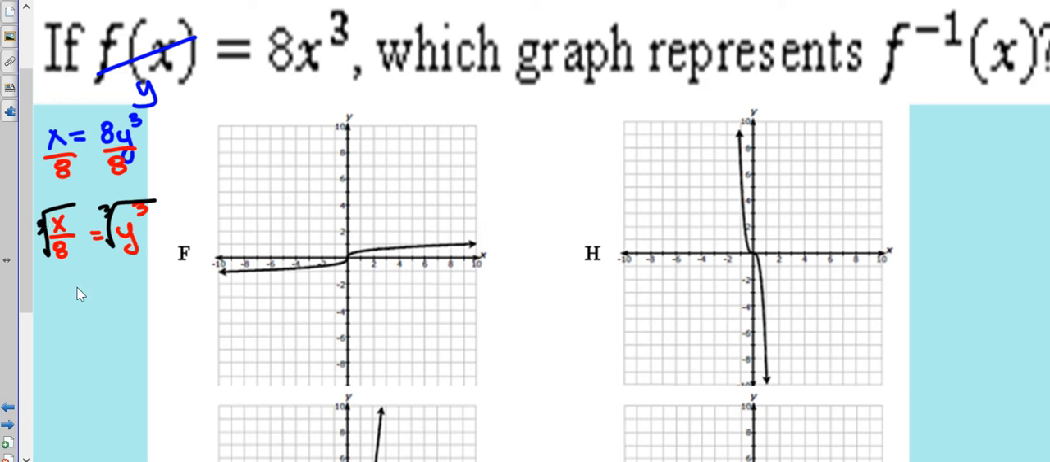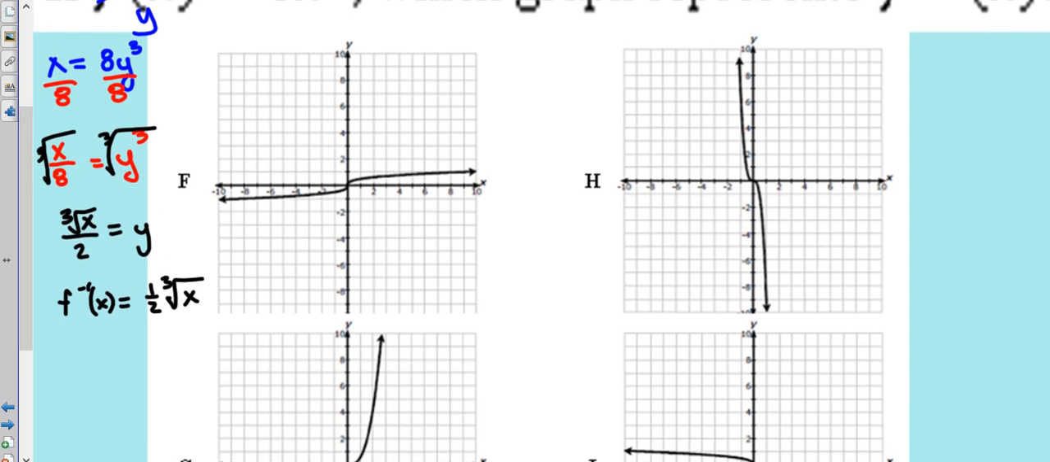Now we don't have a third root of x, but we do have a third root of 8. It's 2. So you could write this as the third root of x over 2 equals y, or the way we would actually probably write it is that we would substitute back the inverse is equal to 1/2 times the third root of x. Now that's what we'd be looking for. And you could just graph it to get the answer. That's one technique. Now let me show you a second technique.